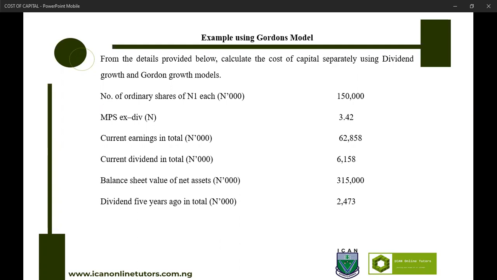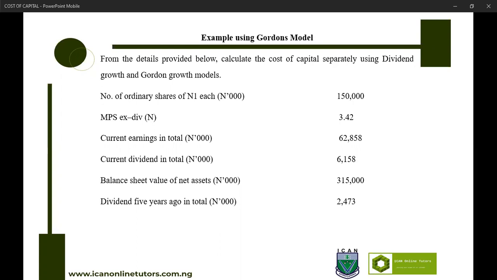Do we have historical dividend? Yes. It is also given in total. But if you want to get it in per share, how can we determine the dividend per share? We divide it by the number of ordinary shares. Now, with these two pieces of information, that means we can calculate.